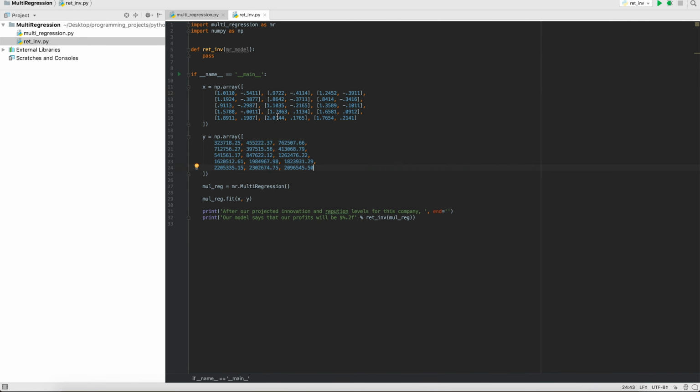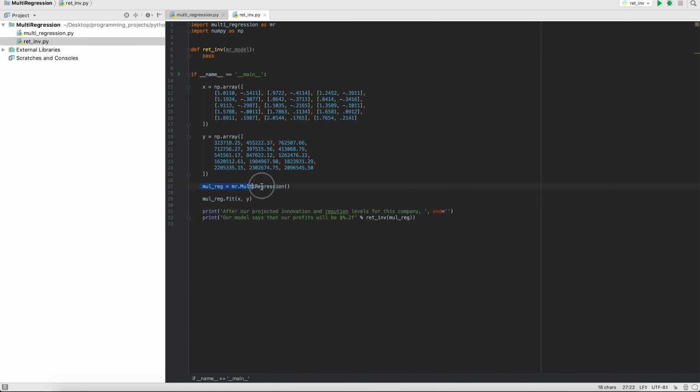So let me just clarify. We don't have to put the month as an input because the month doesn't really define the price. We just use the month to graph the data set so that we could see how it's moving in terms of time. But the real variables that are affecting the market value are the reputation and innovation levels. So those are the only ones that we have to take into consideration when it comes to this particular model of multi-regression.